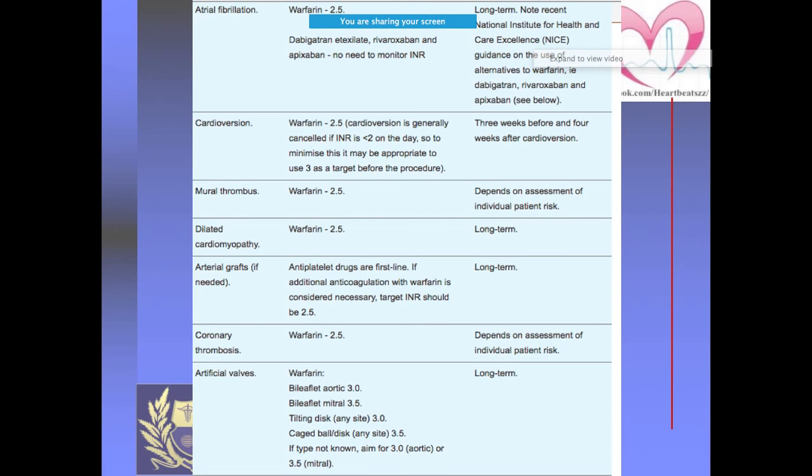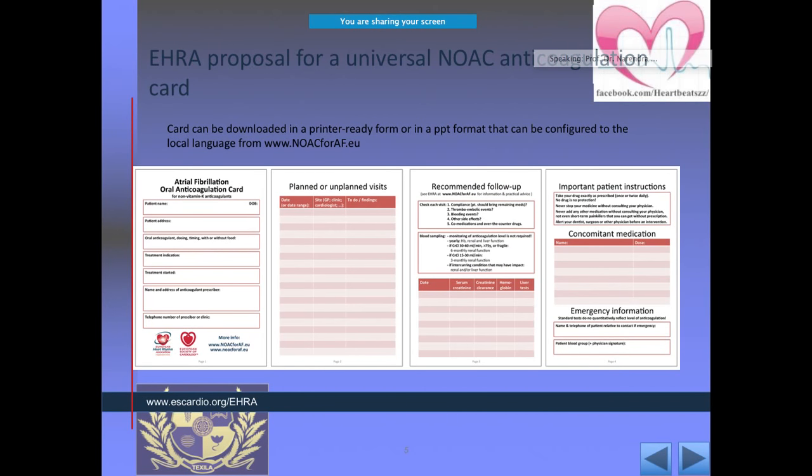What happens is, whenever you give a shock, whatever thrombus or embolus may be there is going to embolize to the brain. So that's why it can cause problems. And similarly, whenever you do a cardioversion, the heart is going to be in a state of myocardial stunning, called cardiac stunning. So that is the reason. You want to prevent those complications. And the other common indications are mural thrombus, dilated cardiomyopathy, arterial grafts, coronary thrombosis, and also artificial valves.